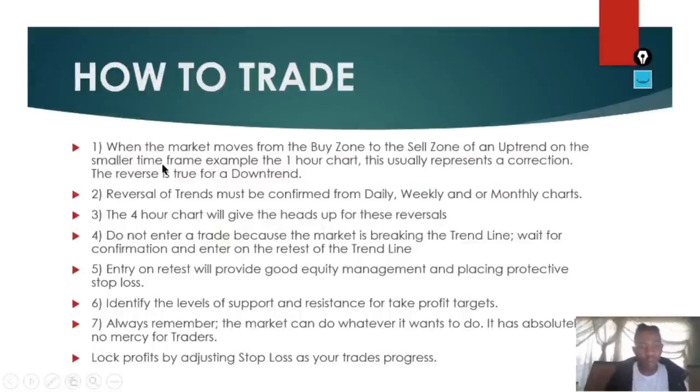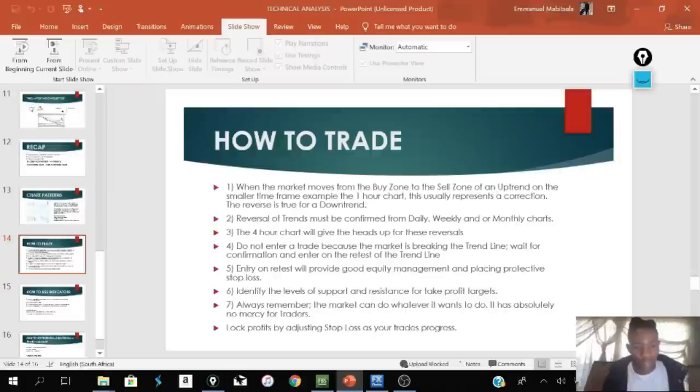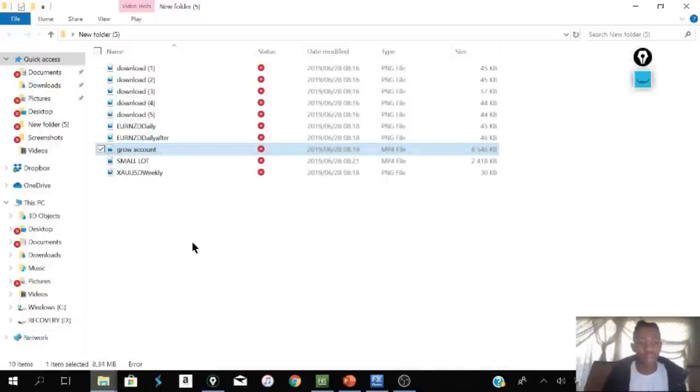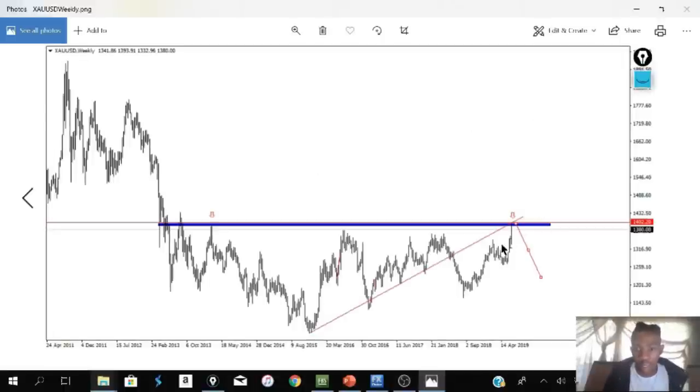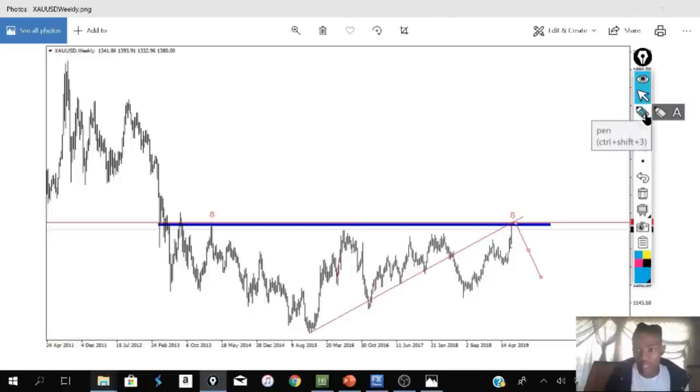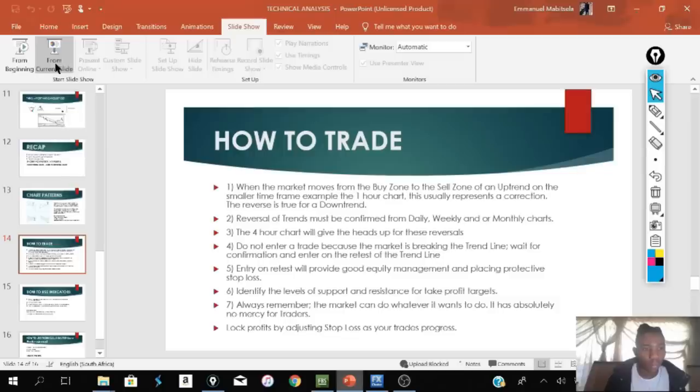Secondly, reversal of trends must be confirmed from daily, weekly, or monthly charts. That one is the most important, right? People just want to force their thing. So I want to show you the weekly chart we used for gold, where we had a nice shooting star because we were looking at our resistance. We correctly placed our resistance, and you can see here we're testing the one that we actually had around 2014. That's the nice buy that we had, and we're testing the resistance here. So we went for a sell and we banked a lot because we know how to properly apply them.